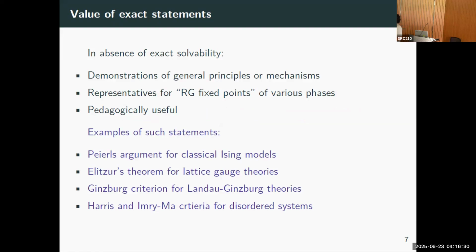Of course, we don't need exact statements for this audience, but they're helpful, especially when there is no exact solvability. And the class of models that I'm going to talk about, as far as I know, I don't know how to exactly solve them. But one example of such statements is Elitzur's theorem for Z2 lattice gauge theories. And actually that concept has a lot of resonance with the structure in these models.